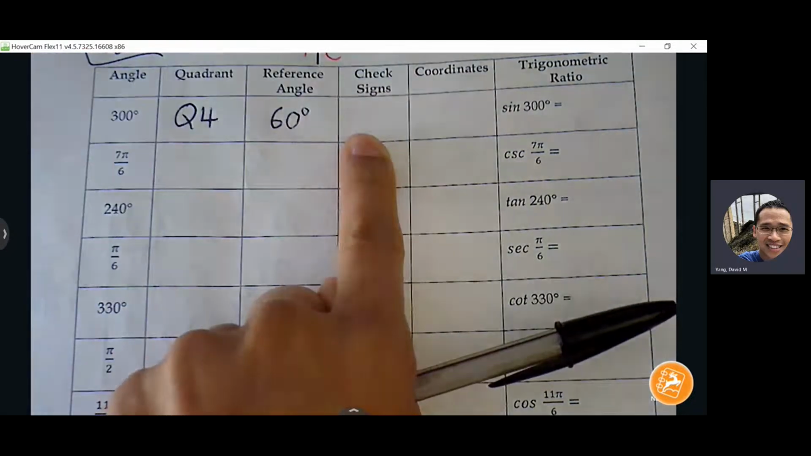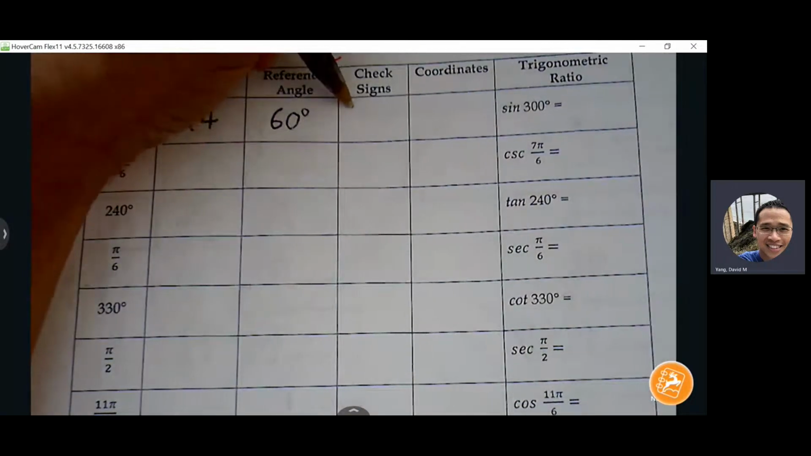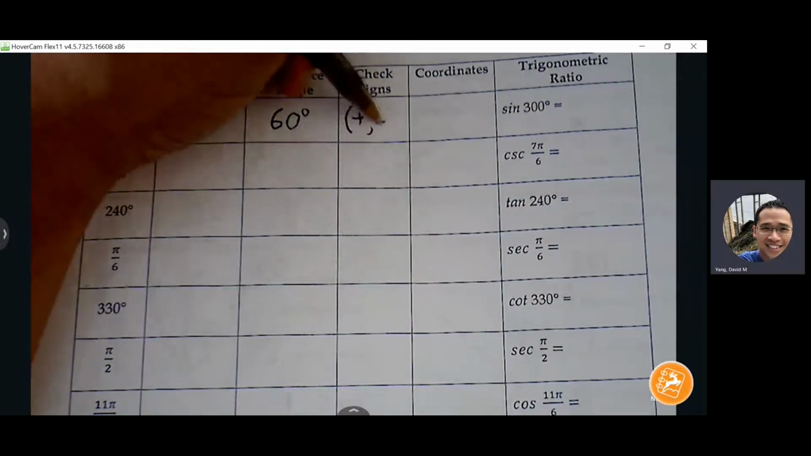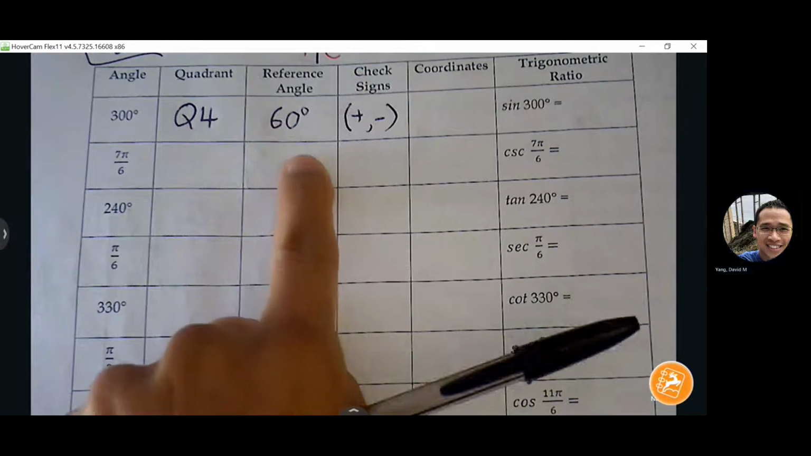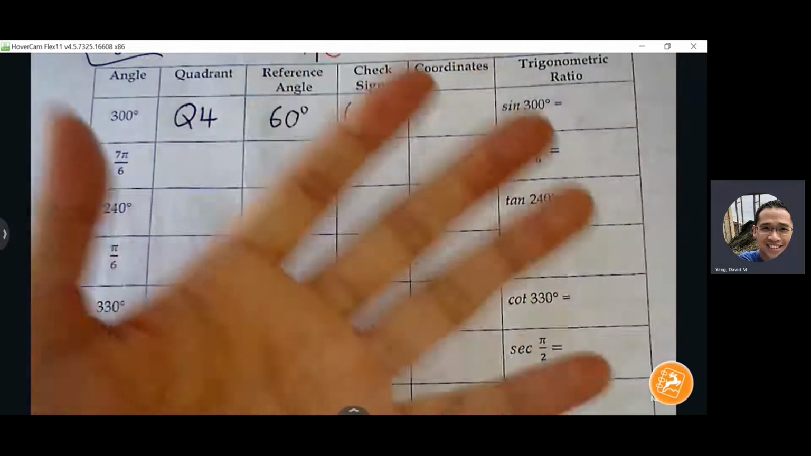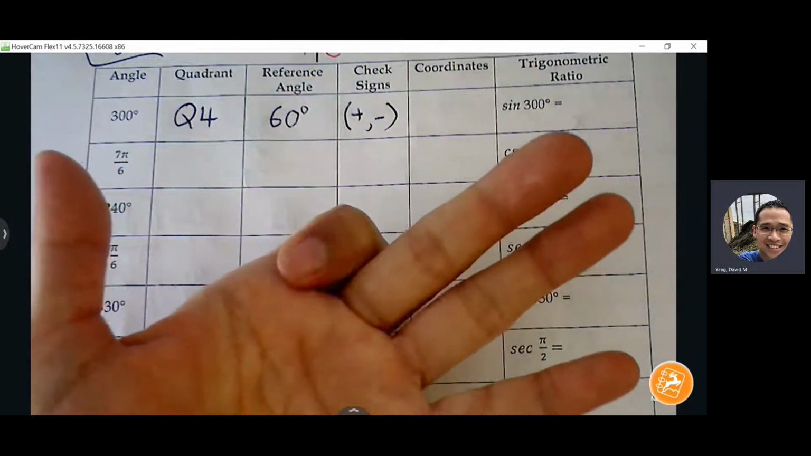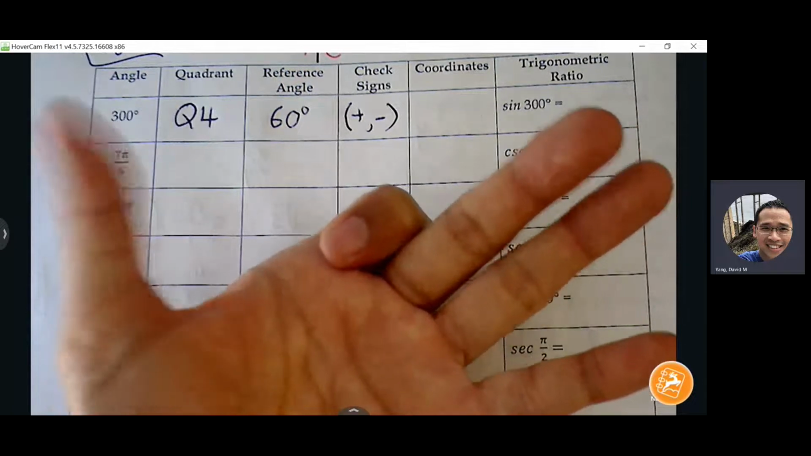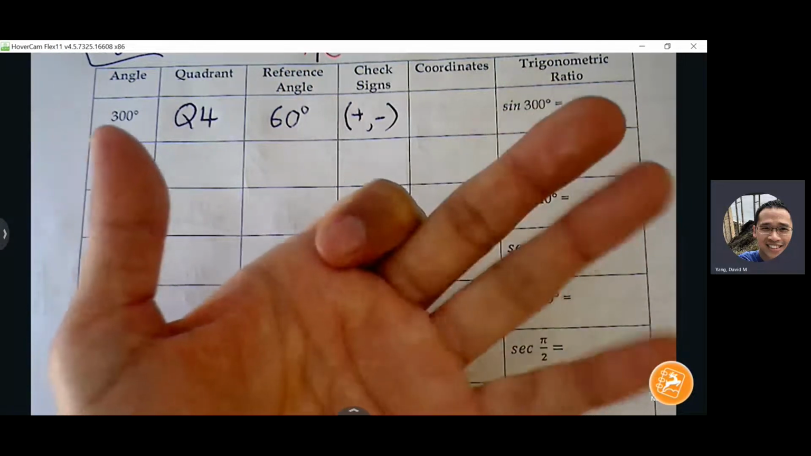What are the ordered pairs in terms of the signs for the fourth quadrant? Positive, negative. 60 degrees is going to be pi over 3. That's going to be my index finger here. So my coordinate is square root of 1 over 2, square root of 3 over 2.